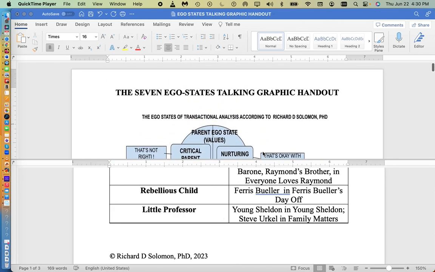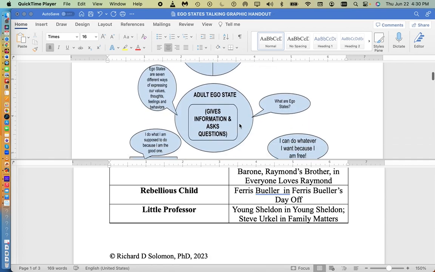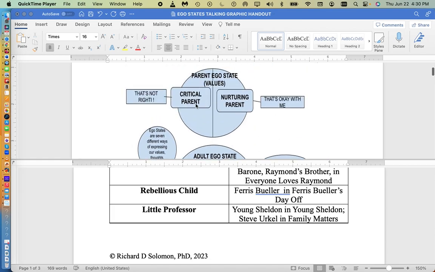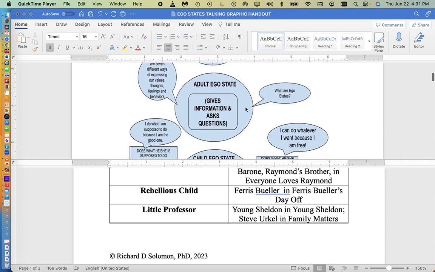So in review, when you give information and you ask questions, you're an adult. When you talk about values and you're critical about yourself and others, you're the critical parent. Or you are giving permission to do certain things which may not be in your interest, but if you think it's okay with you to do that, then you're in the nurturing parent stage.